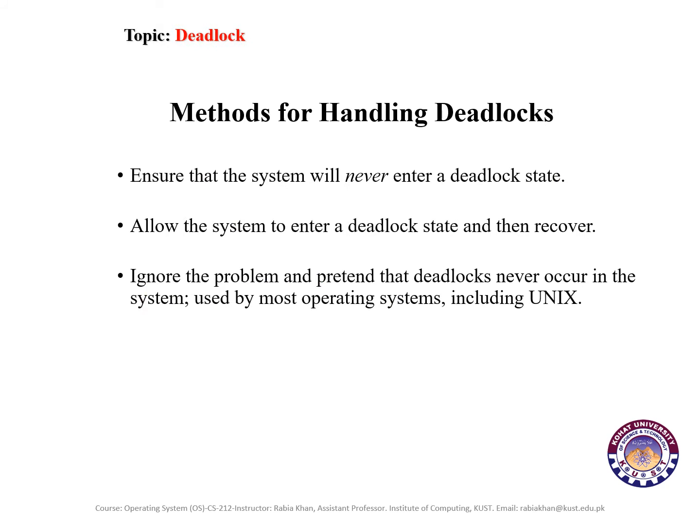Now let's move towards different methods for handling deadlock. We have two choices. Either we never allow the system to enter a deadlock situation, or, the way some operating systems such as Unix do, we ignore this problem. This is one of the techniques used by Unix: you ignore the problem, assuming it will never happen.